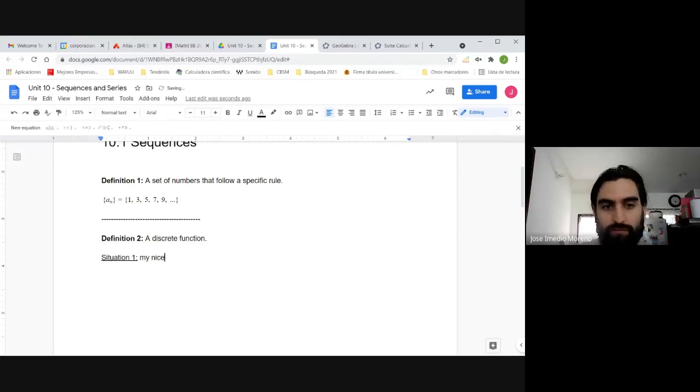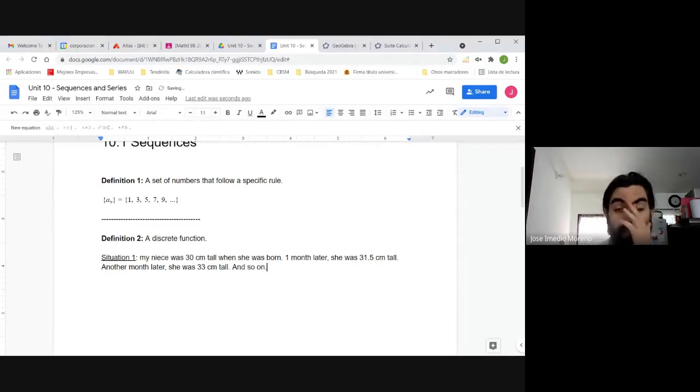My niece, who is a baby, was 30 centimeters tall when she was born. 1 month later, she was 31.5 centimeters tall. Another month later, she was 33 centimeters tall, and so on. She was growing at a rate of 1.5 centimeters per month. Great, easy. Situation two.